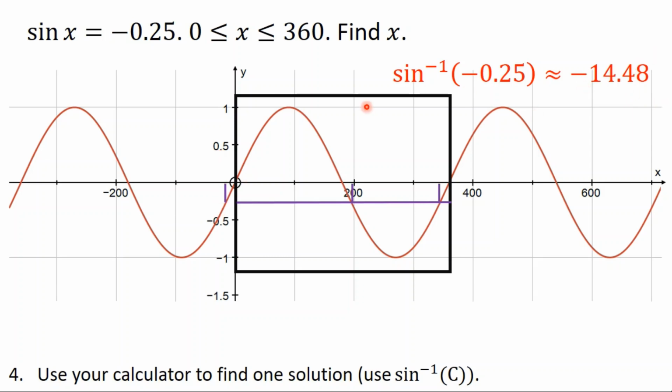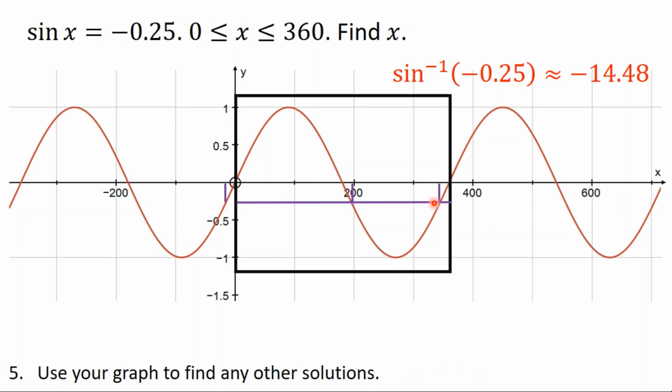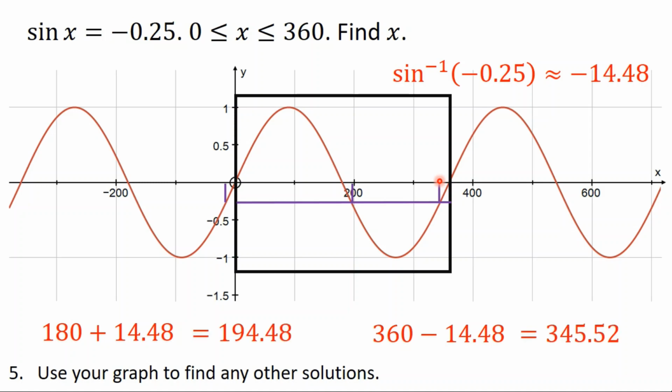So actually, this isn't even one of my answers. The calculator's given me something I don't even care about, but that is over here. And so I'm going to try and use that information to find these two. I'm going to use the graph to find any other solutions. The first one here is 180 plus that 14.48, because that distance there is 14.48, and we've got that added on to 180. And then over here we've got 360 minus 14.48, which gives me my two answers, 194.48 and 345.52.